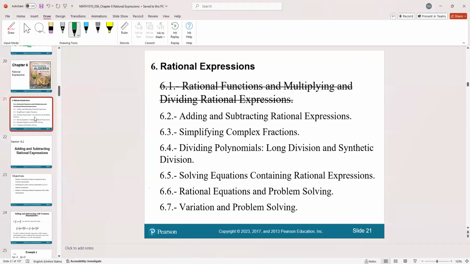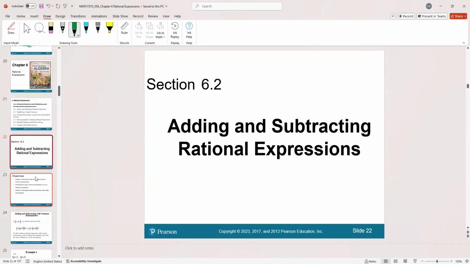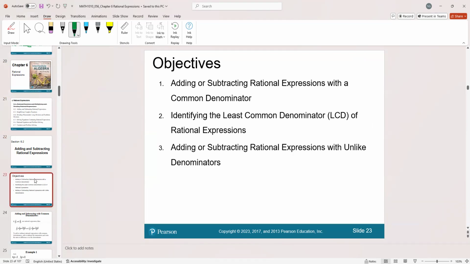Now we're going to take a look at how to add and subtract rational expressions. The objectives are adding or subtracting rational expressions with a common denominator. We're going to identify as well the LCD, which we call the least common denominator, of rational expressions. We're going to add or subtract rational expressions with unlike denominators.